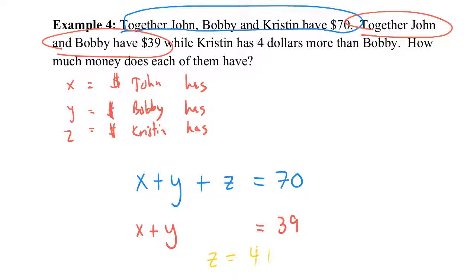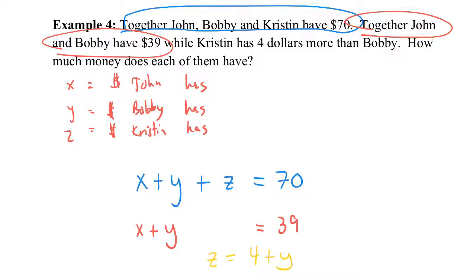Z equals 4 plus y. That says Z is Kristen, good. Equals, good. 4 more than, good. Bobby, which is y. Perfect. Now, I might not want to leave my equation like this, so I might want to manipulate it a little bit, but that is the correct equation to use.